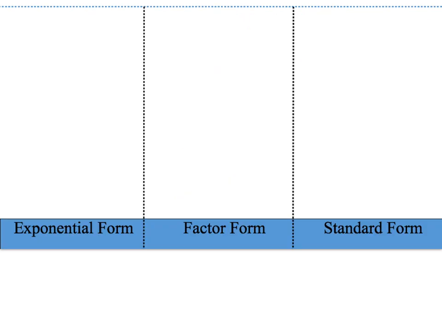When we solve these problems, they're going to ask us to write them in 3 different forms. The first form is called exponential form. What that means is they're going to give us a base and an exponent. So in this problem, the 10 is my base and the 3 is my exponent. Notice exponential form has an exponent in the answer.